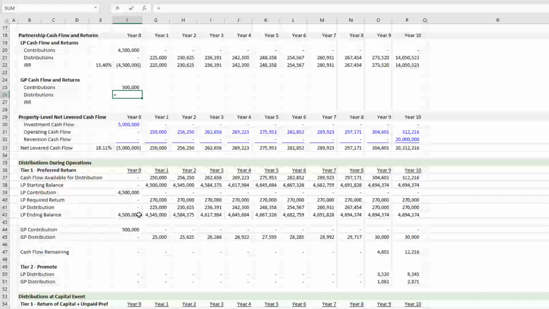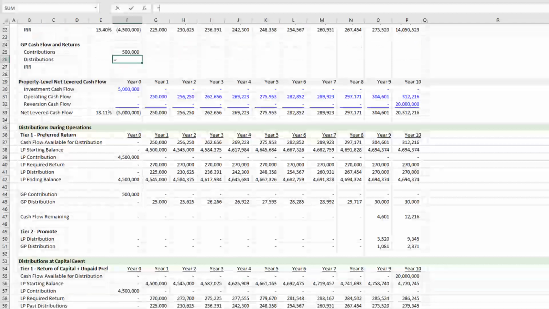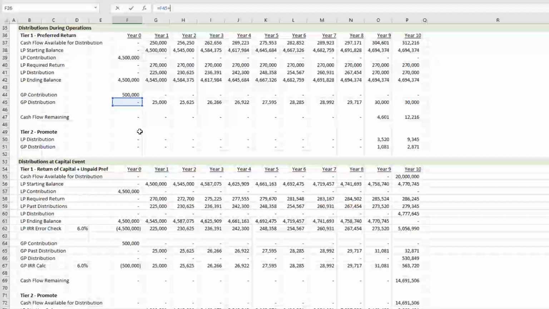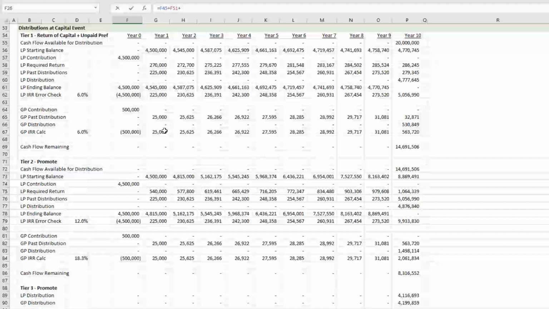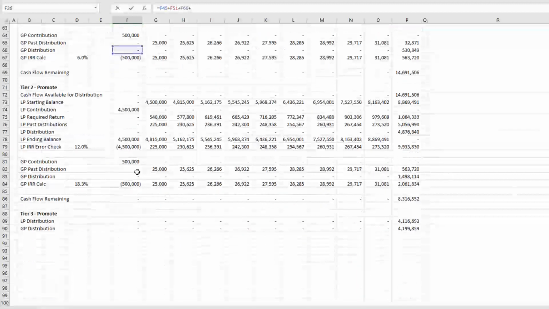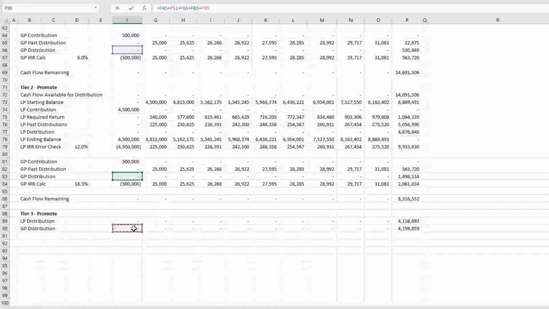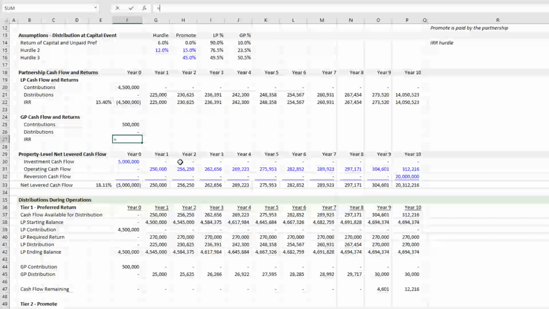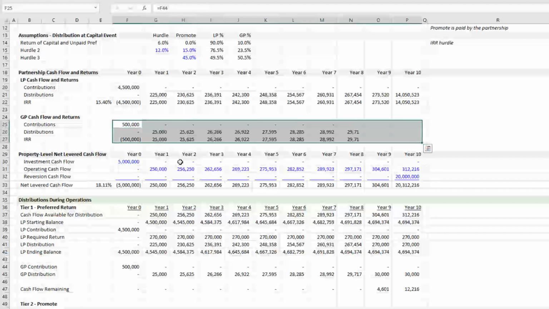Distributions, again, let's hit it one by one. The GP distribution: tier 1 during operation, plus tier 2 during operation, plus tier 1 at capital event, plus tier 2 at capital event, plus tier 3 at capital event. Hit enter. And then we'll do the GP's net cash flow line, which is minus contribution plus distribution. Fill all these out to the right.